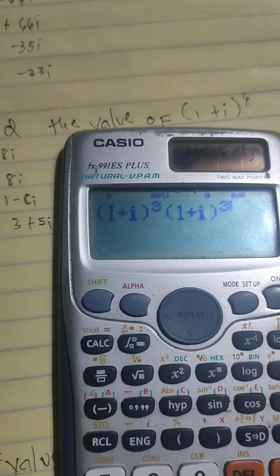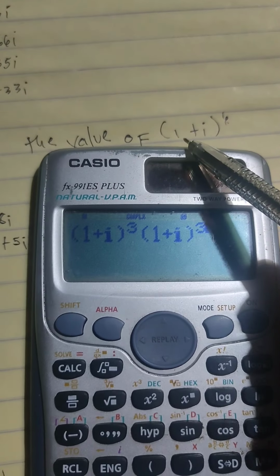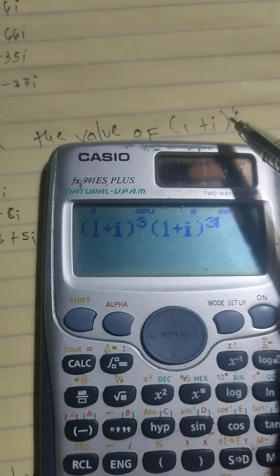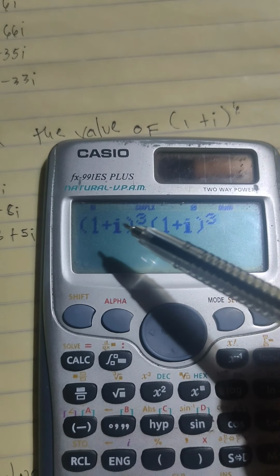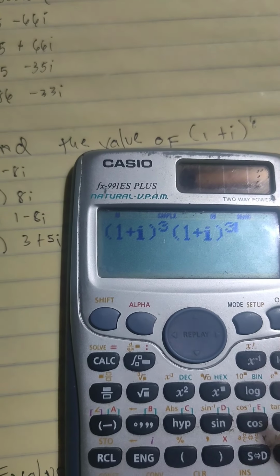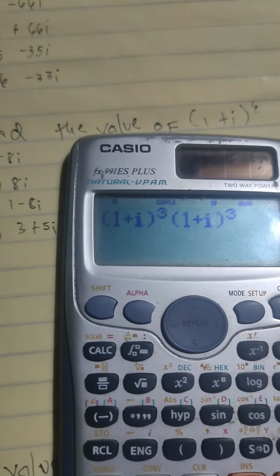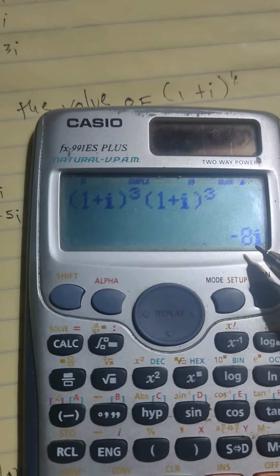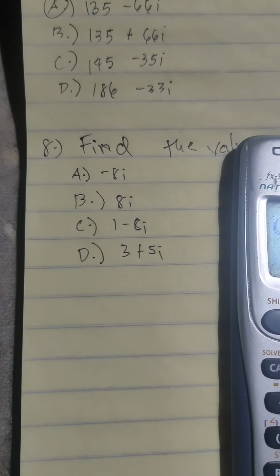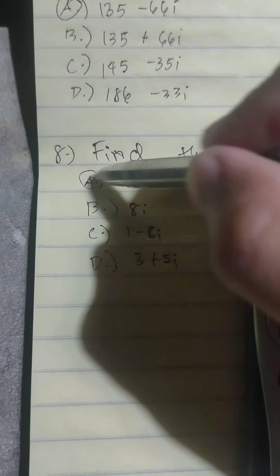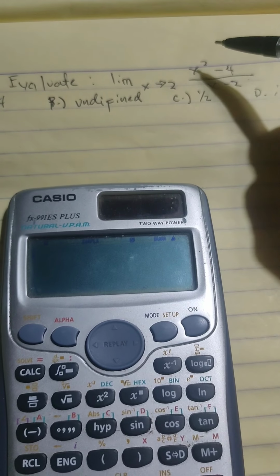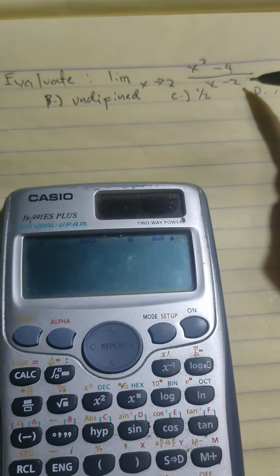So as you can see, 1 plus i raised to 6 will become 1 plus i raised to 3 times 1 plus i raised to 3. So the answer will be negative 8i. So in the choices, negative 8i is letter A.